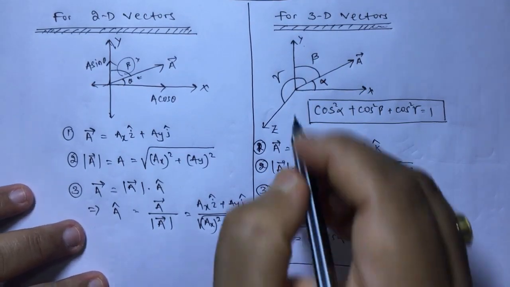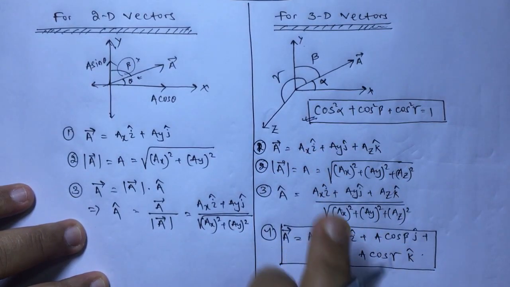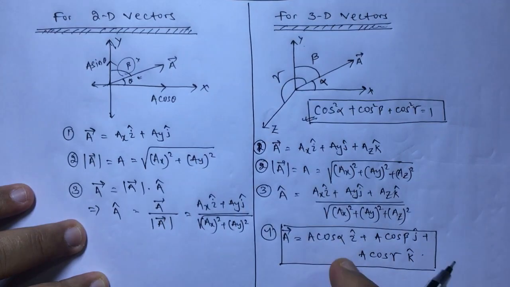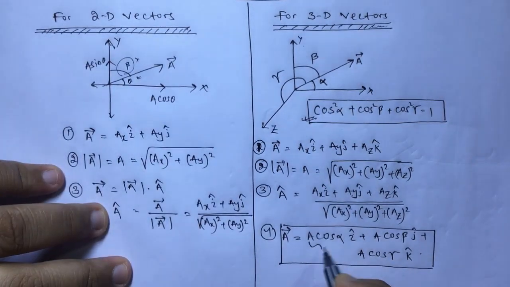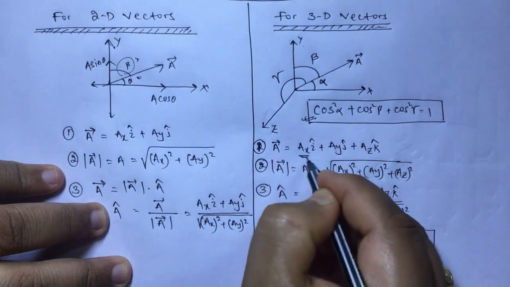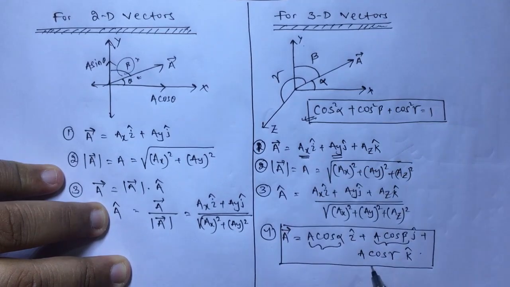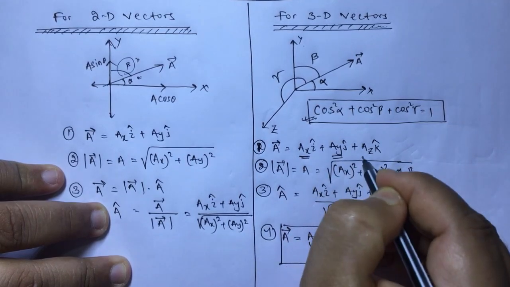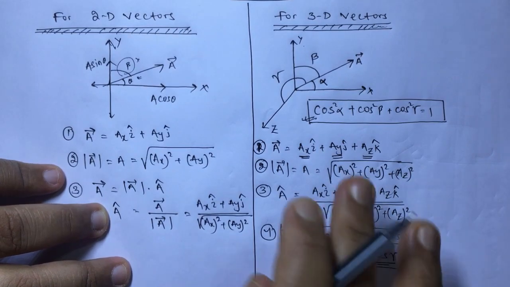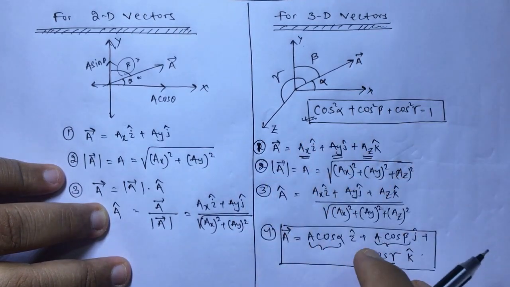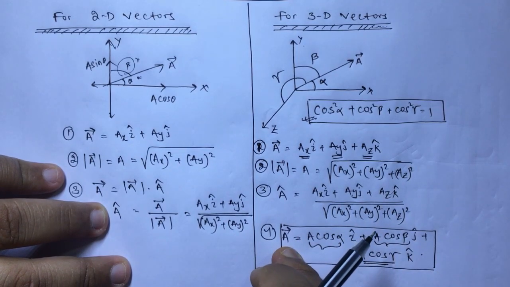Okay, and remember where we are going to use this formula. If all the angles alpha, beta, gamma are given, then no problem. You put in this formula, you will find the value. What is a cos alpha here? This a cos alpha is nothing but ax. This a cos beta is nothing but ay, and this a cos gamma is nothing but az. So if all the three angles are given, then you can directly use this formula to write the expression of a.